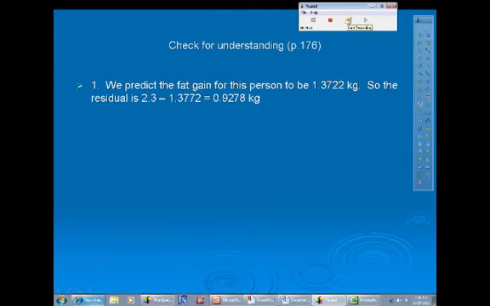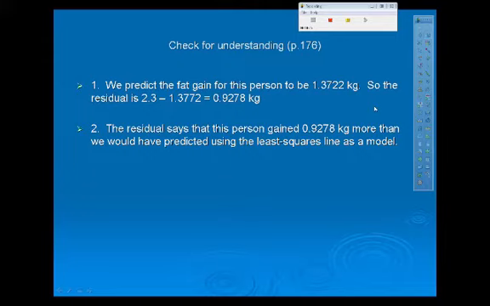Okay, find the residual for the subject who increased NEA by 620 calories. Show your work. All right, so we can predict the fat gain for this person to be 1.3722 kilograms. So the residual is 2.3 minus 1.3772, and we get 0.9278 kilograms. Interpret the value of this subject's residual in context.